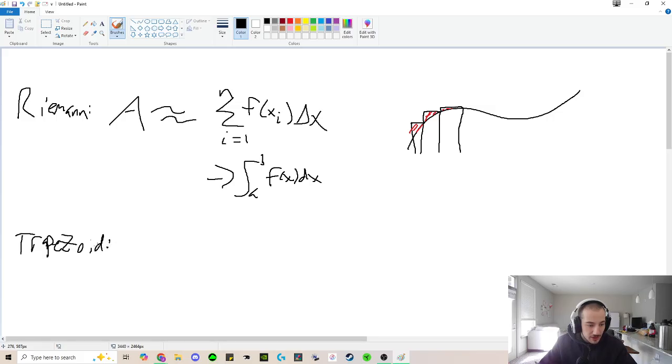Trapezoid, right? So, the trapezoid rule. The idea with this now is instead of doing boxes like this, we're going to take this point and we're going to make a trapezoid. Oh, and this looks much better, doesn't it? Now, there's still a little bit of error. Don't get me wrong, right?